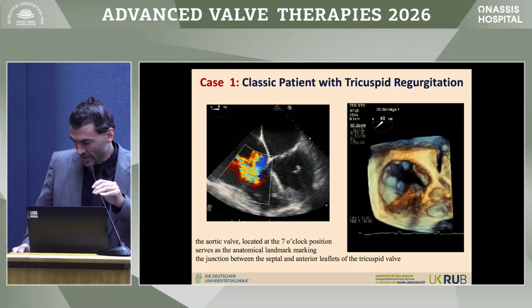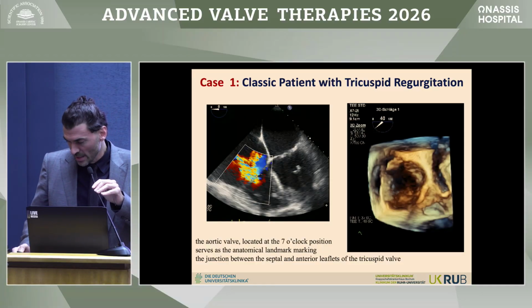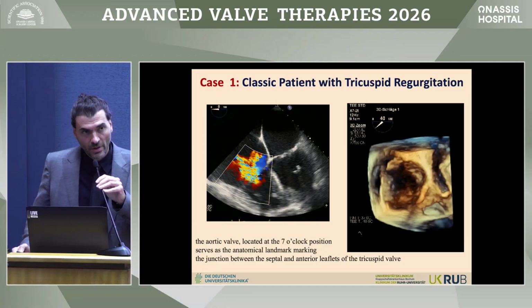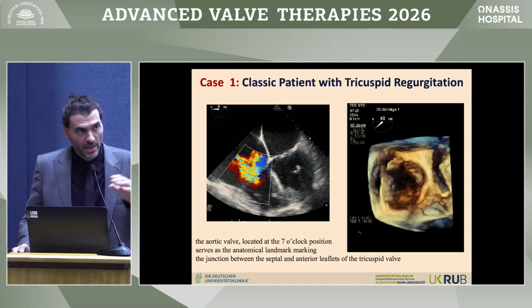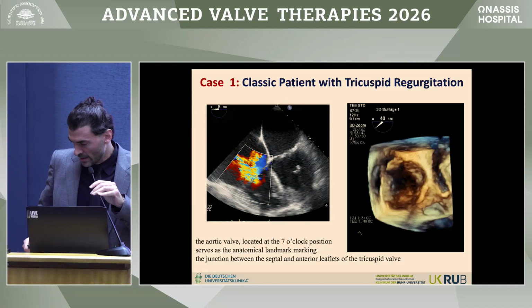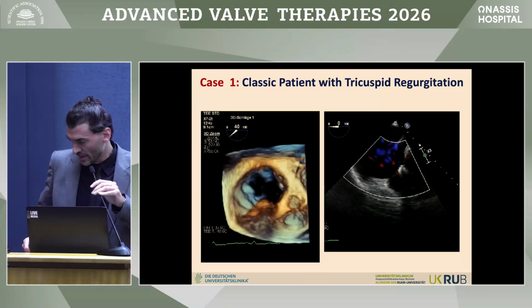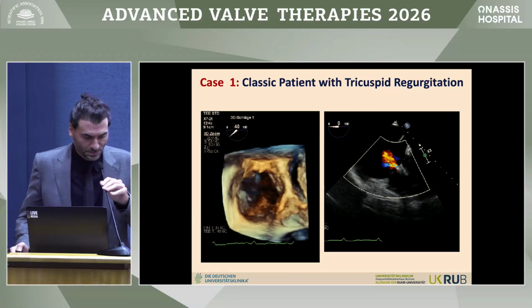And we have a good patient regarding 3D imaging, which is also nice to have sometimes. We have the typical position with the aortic valve at 7 o'clock, serving as a landmark, marking the junction between septal and anterior leaflet. And of course, with a straightforward clip strategy, we achieved a good result, which is satisfactory for such a standard patient.